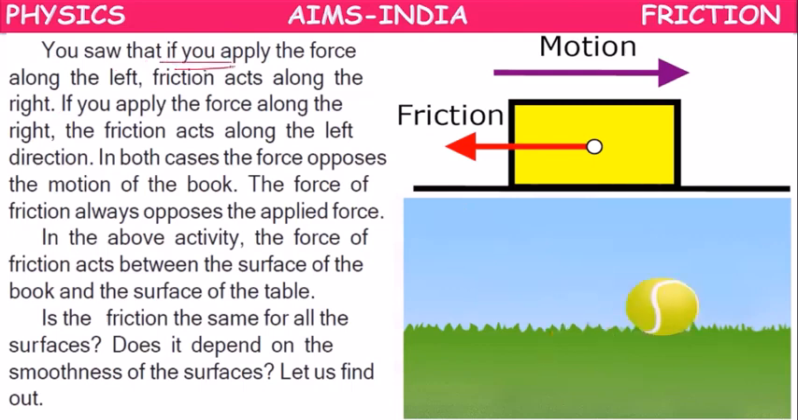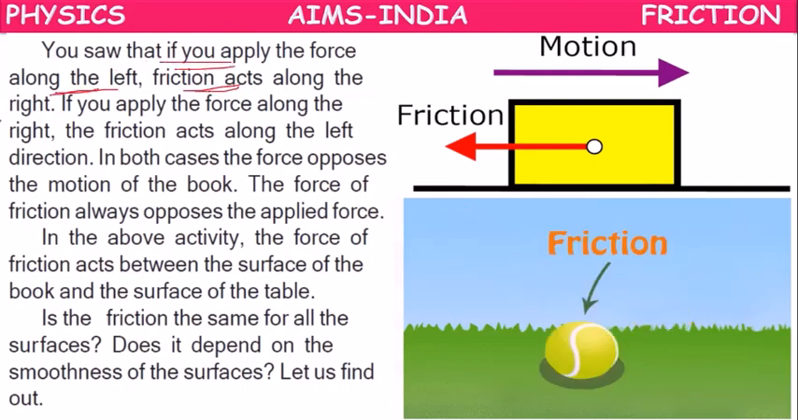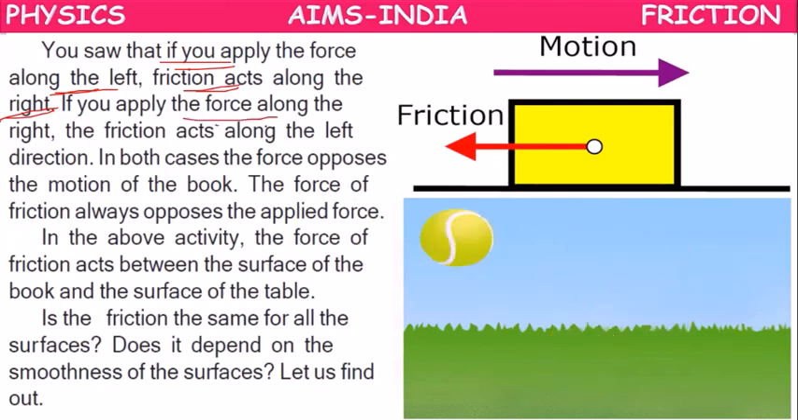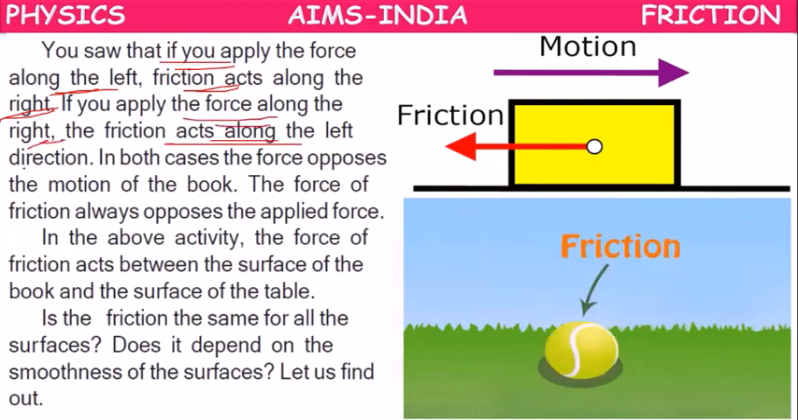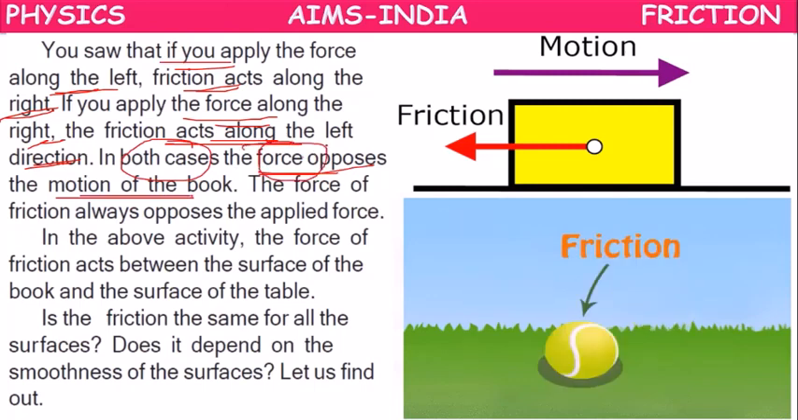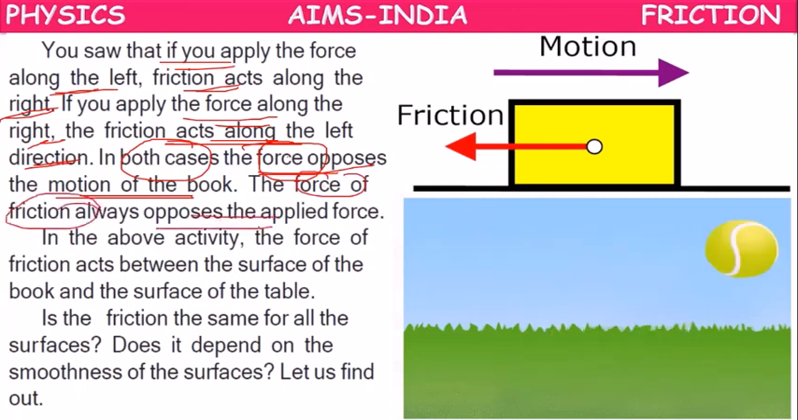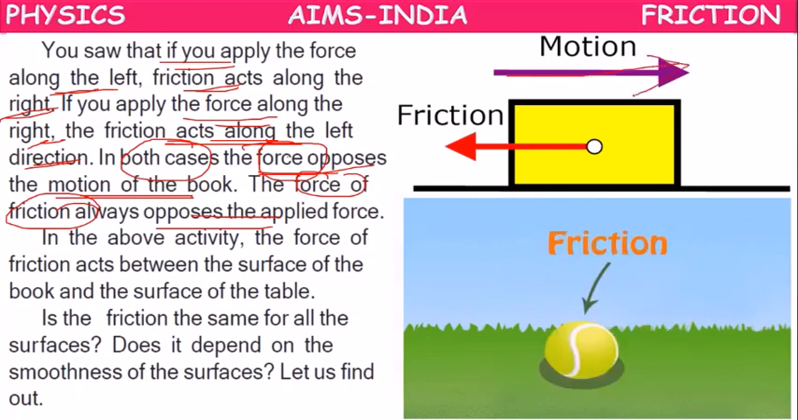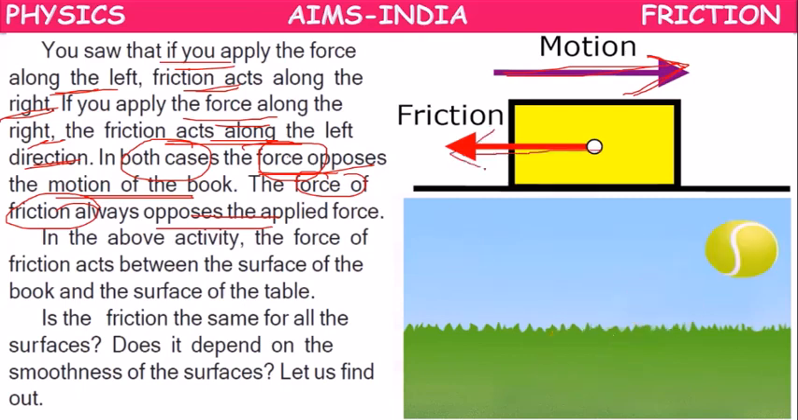So if you apply the force along the left, friction acts along the right. If you apply force along the right, then friction acts along the left. In both cases, the force that opposes the motion of the book is the frictional force, not the applied force. The force of friction is always opposite to the applied force. If the applied force or motion is in this direction, then friction will be in the opposite direction.